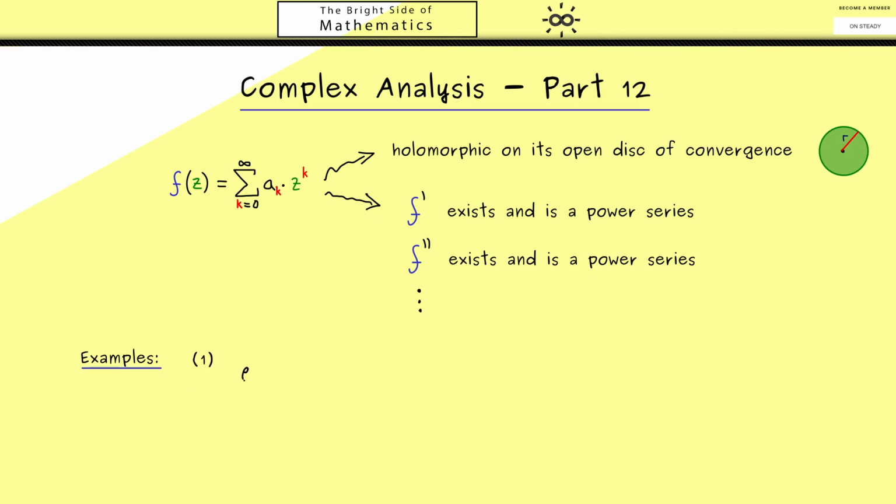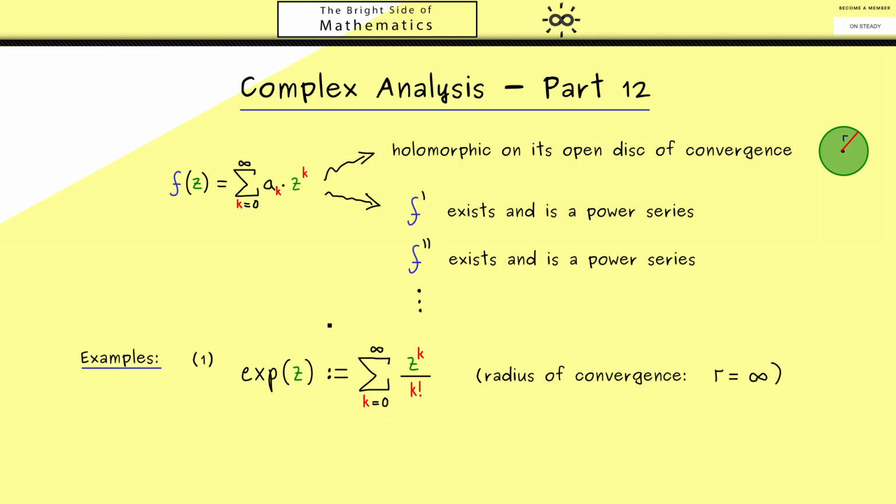The first one, again, should be the exponential function. Here you already know, exp of z is given by a power series from k equal to 0 to infinity of z to the power k divided by k factorial. Now I know the radius of convergence you have already calculated and we get R is infinity. This means that the exponential function is an entire function. So we know that the derivative of the exponential function exists everywhere and we can calculate it.